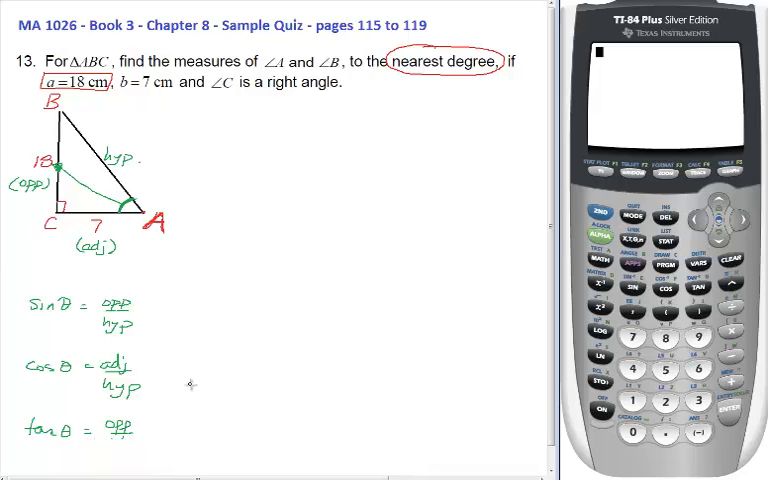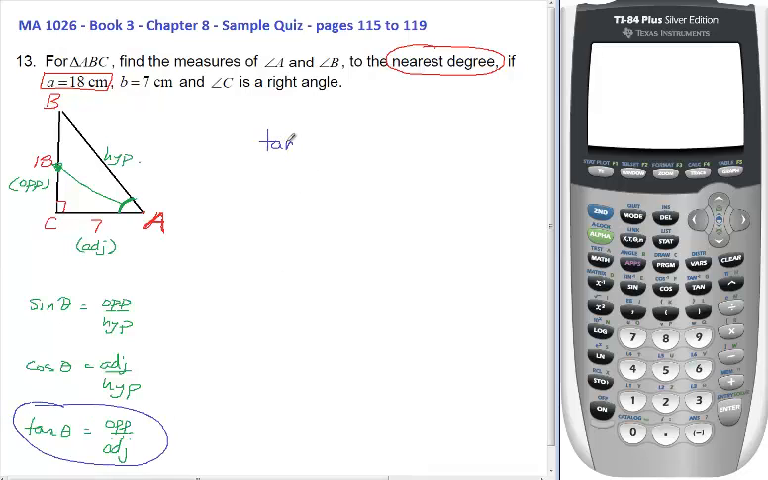So how do we do that now? Which one do we use? Do I use sine, cosine, or tangent? You have to make that choice depending on the sides given. Remember what sides we just talked about: opposite, 18, and adjacent, 7. They're the two known sides. So we're going to use tangent, which is opposite over adjacent.